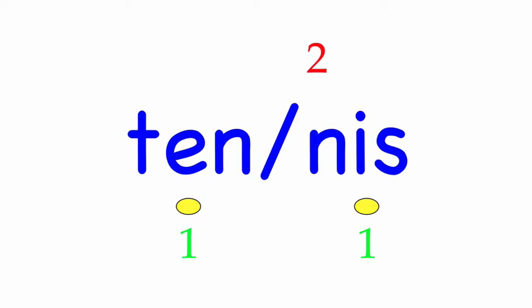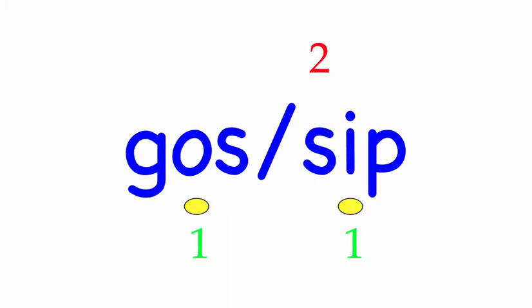Row 2. Gossip. Don't be a gossip. Gossip. First syllable, gos, 3 sounds. G, a, s. Sip, 3 sounds. S, i, p. Gossip. Mark the word. Gossip.